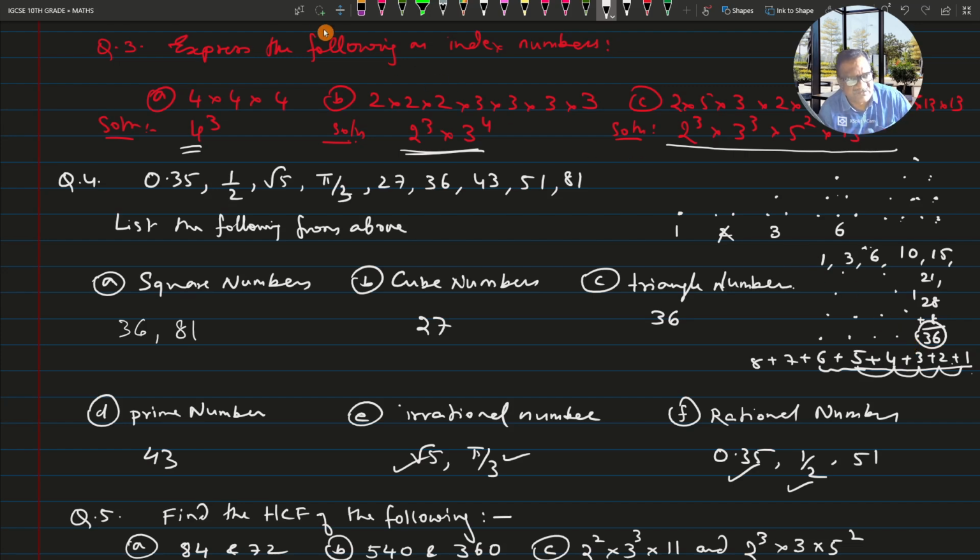I hope you must have understood what triangle numbers are by now. So 36 is a triangle number. The next one is 43. Now 43 will come in prime number because that is a prime number. I will put 43 in the prime number column.